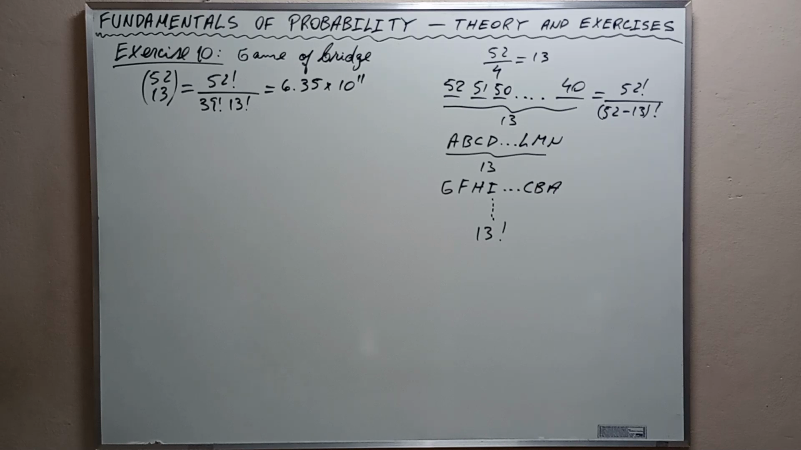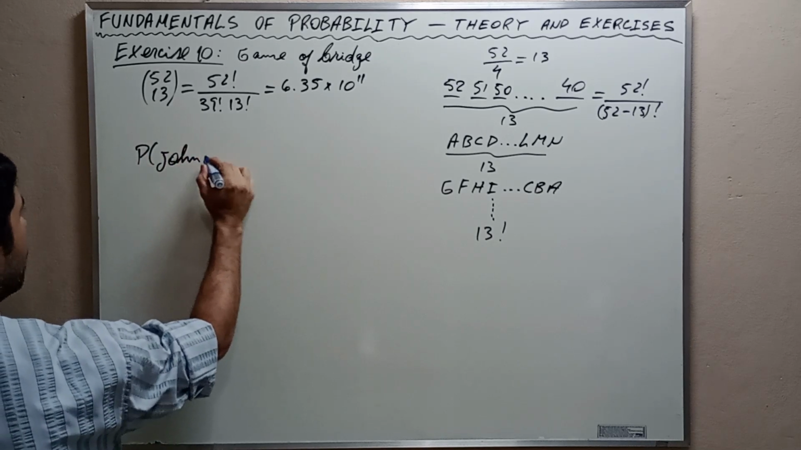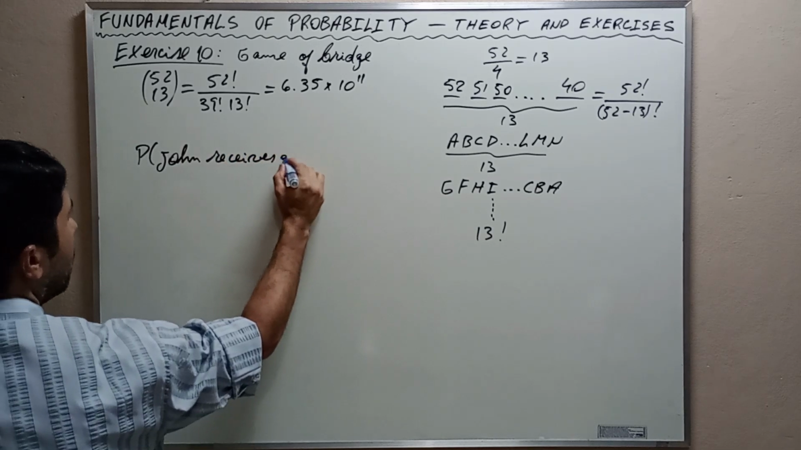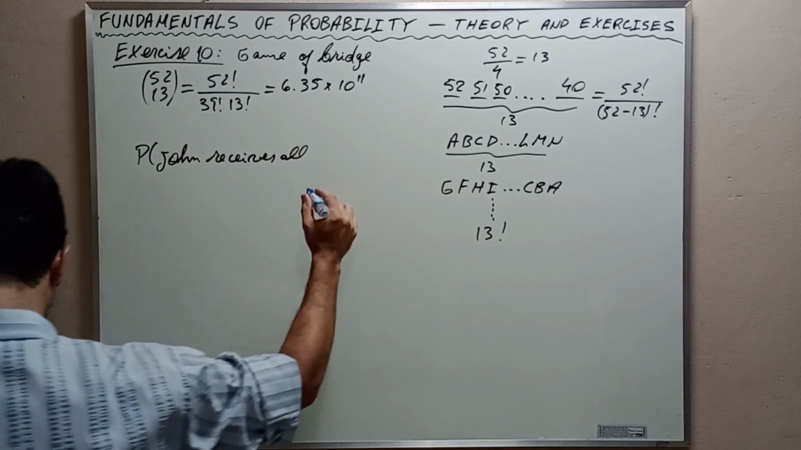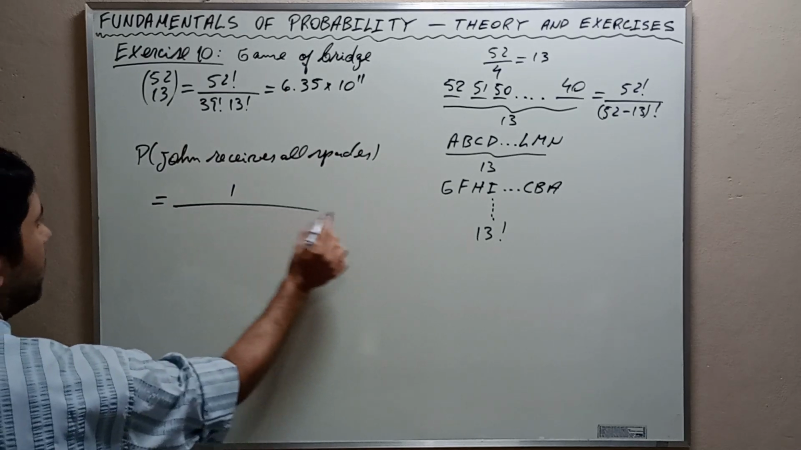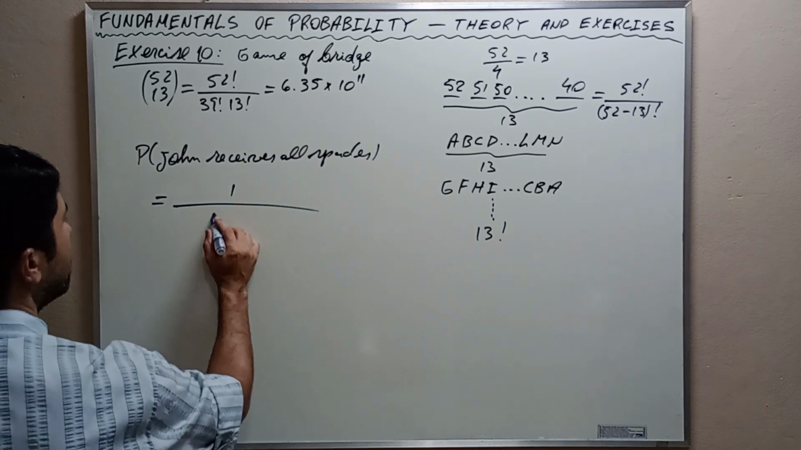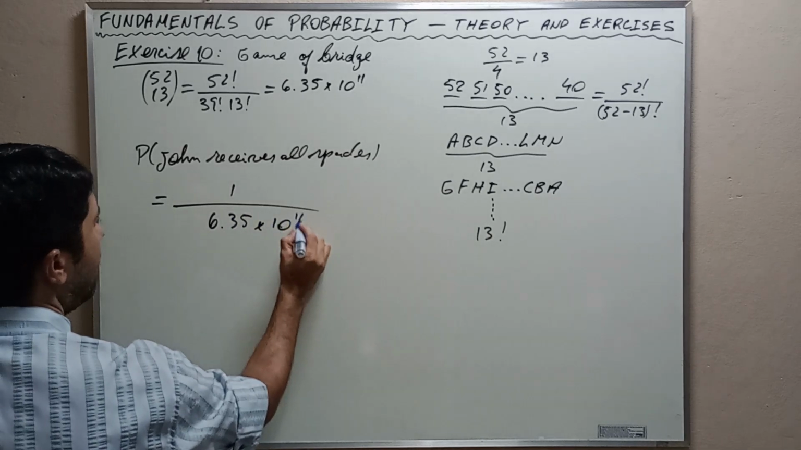So, what is the probability of interest? The probability that, for example, John, who is one of the players, receives all cards of spades is equal to 1, because there is only one possible way of dealing all the cards of spades, divided by the sample space, divided by 6.35 times 10 to the 11th.